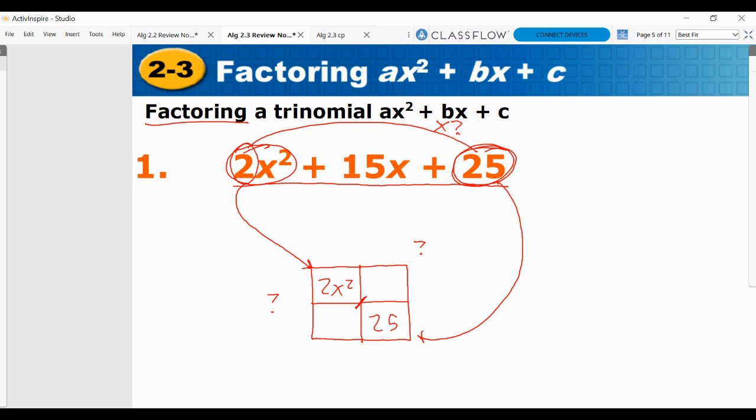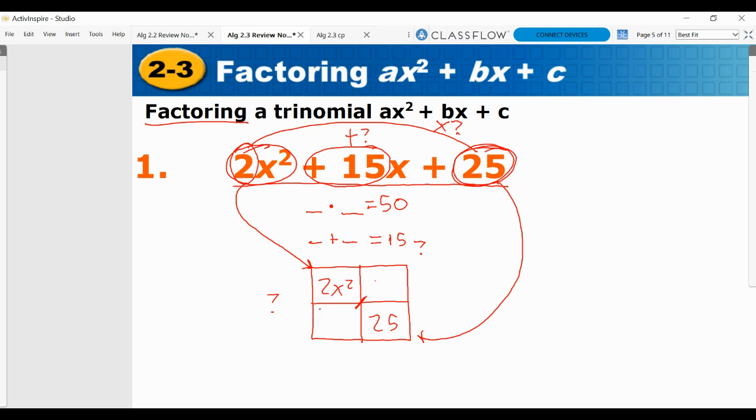Okay, so we're trying to figure out what two numbers would multiply to get us this answer of 50. So we're going to have one number times another number to make 50. And then this number in the middle, just like in 2.2, this positive 15, we're trying to figure out what got added together to make positive 15. So we're going to have a number plus another number that is going to equal positive 15. This is what we're going to do, just like we did in 2.2, to help us find what goes in this box and what goes in that box there.